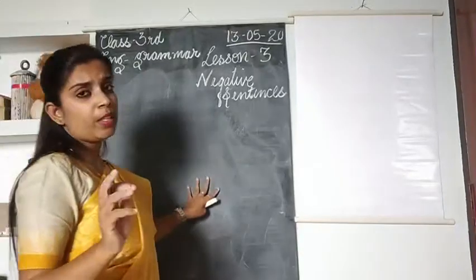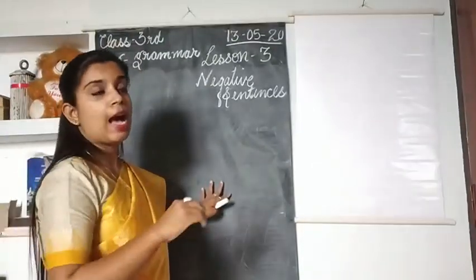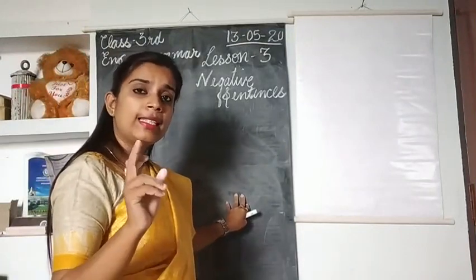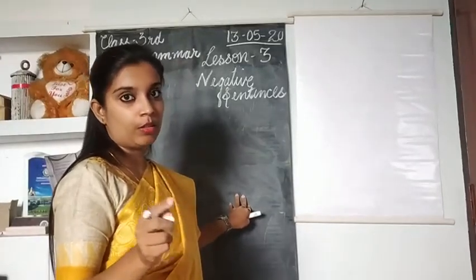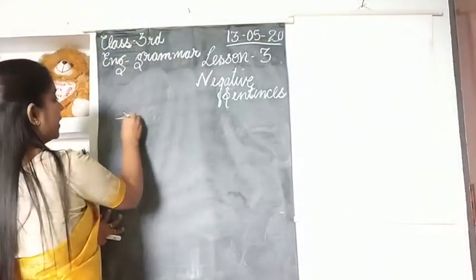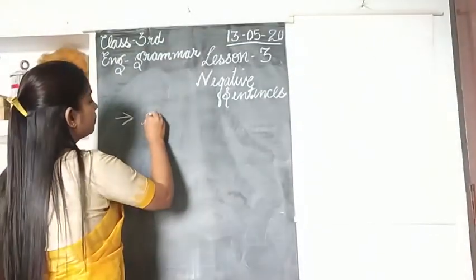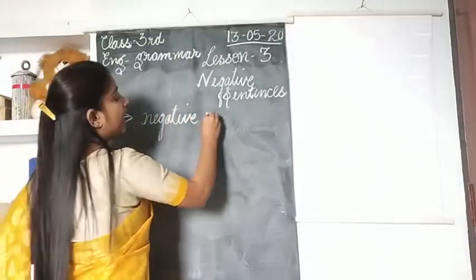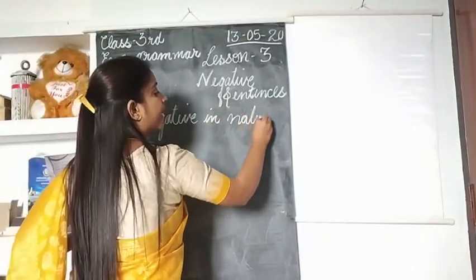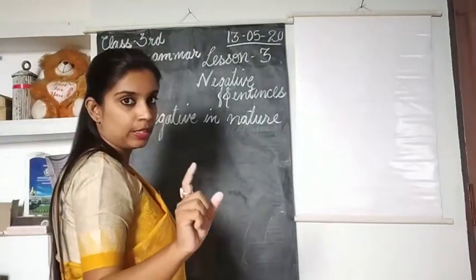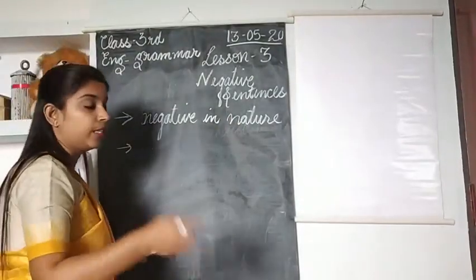So what are negative sentences, children? See, if I say, I'm not happy today, this sentence is a negative sentence. Why is it a negative sentence? Because first, it is negative in nature. A negative sentence is always negative in nature. Second, this sentence has the word not in it.